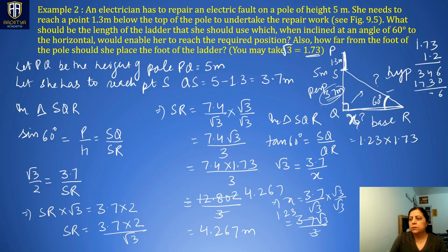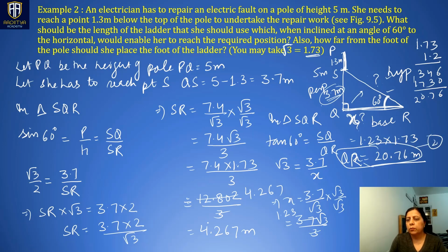173, 6, 7. This is 20.76 meters approximately. Right? So the value of base in decimals becomes the second part. This distance of the ladder from the foot of the pole is 20.76. QR is 20.76. This is your second answer. And the first one was the length of the ladder. Length of the ladder is 4.267. Right?